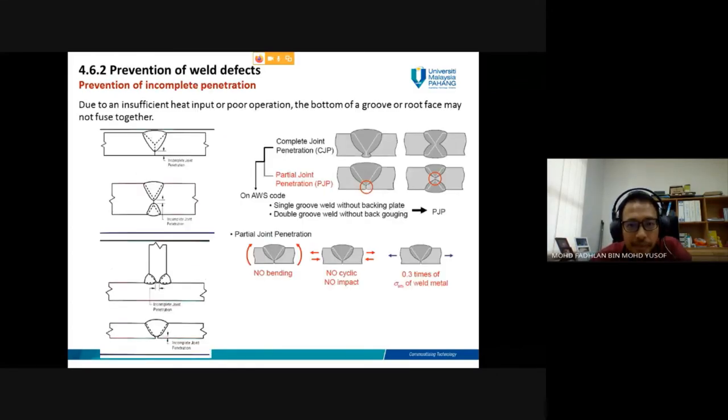Okay, so another type of weld defect yang hampir sama dengan lack of fusion ni tadi adalah incomplete penetration. This is due to an insufficient heat input or poor operation, where the bottom of the groove or root face may not fuse together. Okay, dia macam weld tak habis lah. Kalau kita tengok contohnya dalam bulatan merah ni.